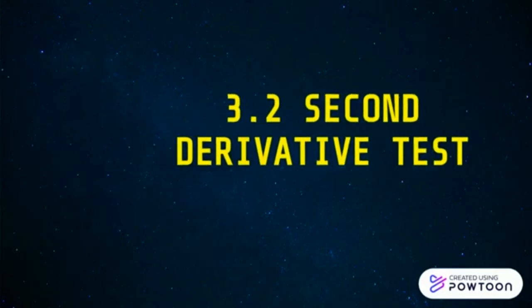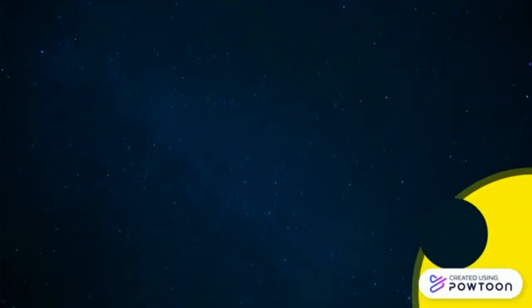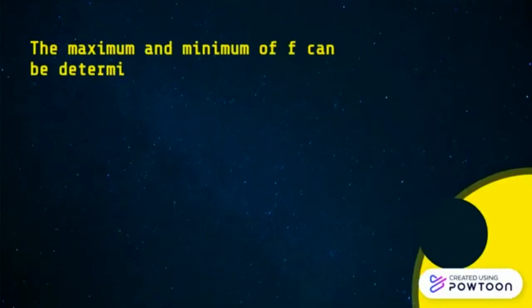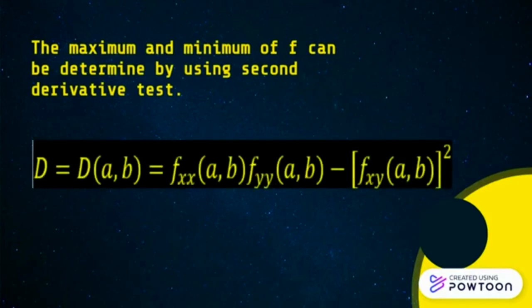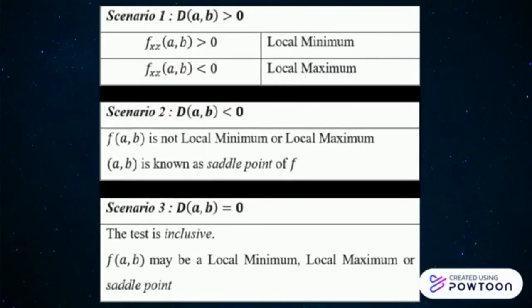Next, I will talk about the second derivative test. The maximum and minimum of f can be determined by using the second derivative test. The formula is as below, where (A, B) is the optimum point found with the Lagrange multiplier method, and the result and interpretation are shown in the table on the next slide.